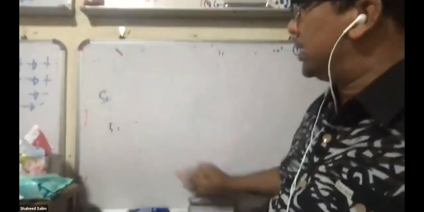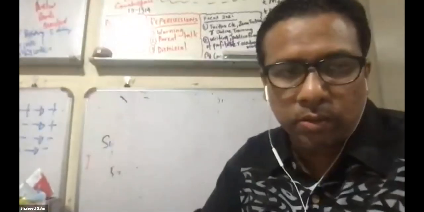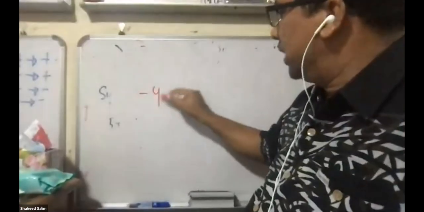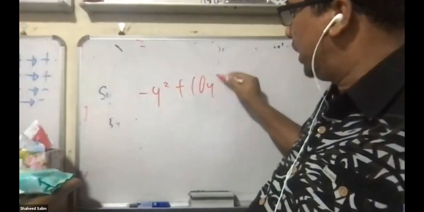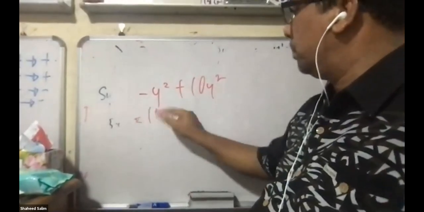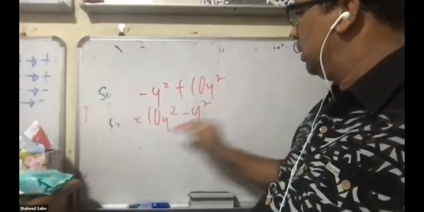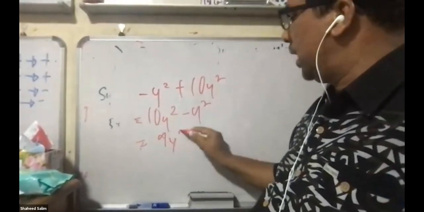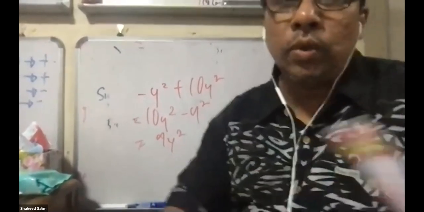All right, so now, what was the question just now? Minus y square plus 10 y square. Okay, if you want, you can put it like that. 10 minus 1, 9, 9y square. All right, now we are going to move on.